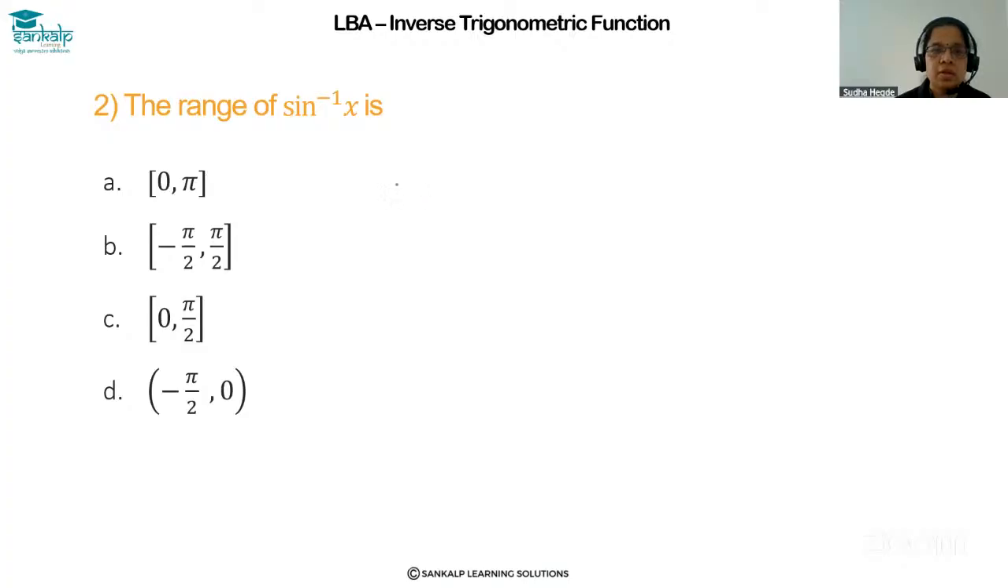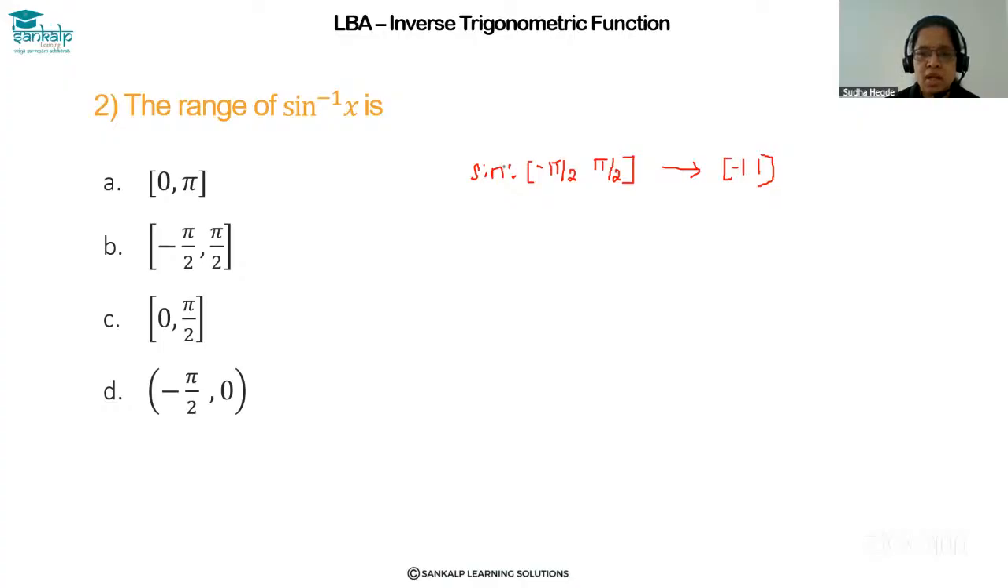Hello students. The question is the range of sine inverse x. As we saw, sin x is bijective in the domain minus pi by 2 to pi by 2 to minus 1 to 1. Correct? Here it is bijective.